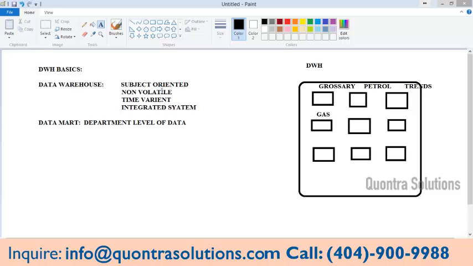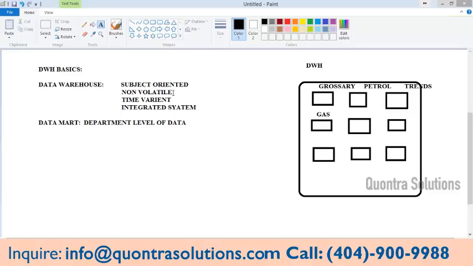A data warehouse is a subject-oriented system. Subject-oriented in the sense that this groceries belongs to one subject, and this petrol belongs to one subject. So it is segregated at the subject level. Because of this, we call it a subject-oriented system.